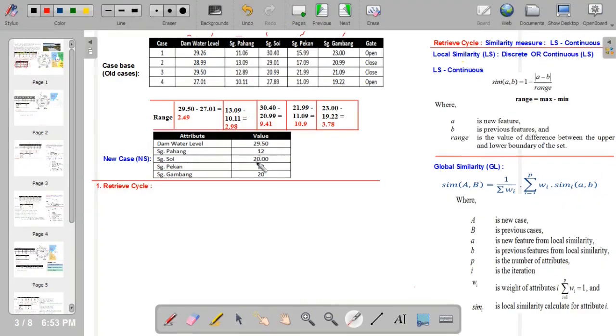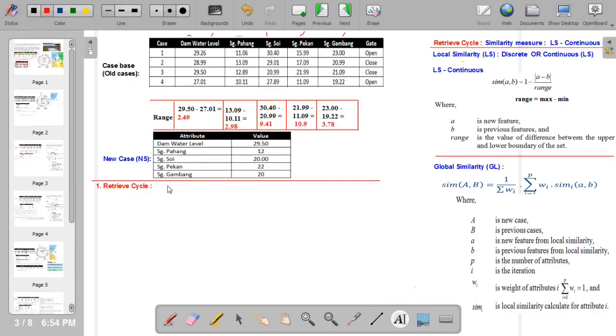Then we will find the local similarity between the second attribute, Bahang, that has the value of 12 in the new case, with the Bahang attribute in the old case, which is case 1, that has a value of 11.16. Then the third attribute of the old case with the third attribute's value of the new case, by using this formula.